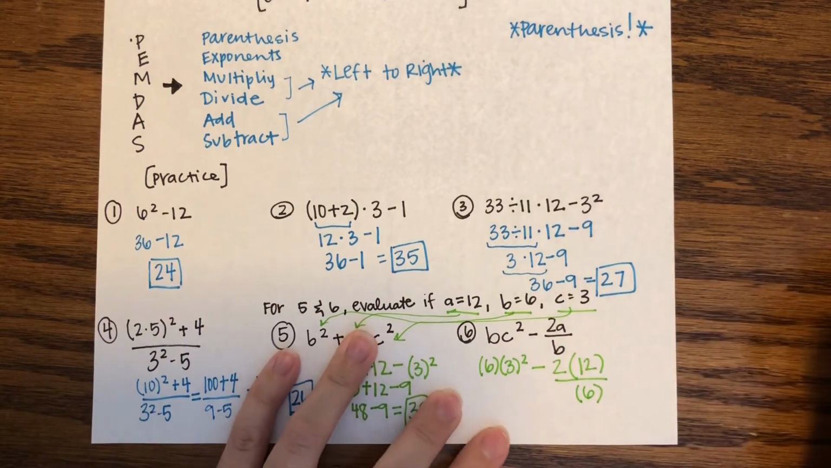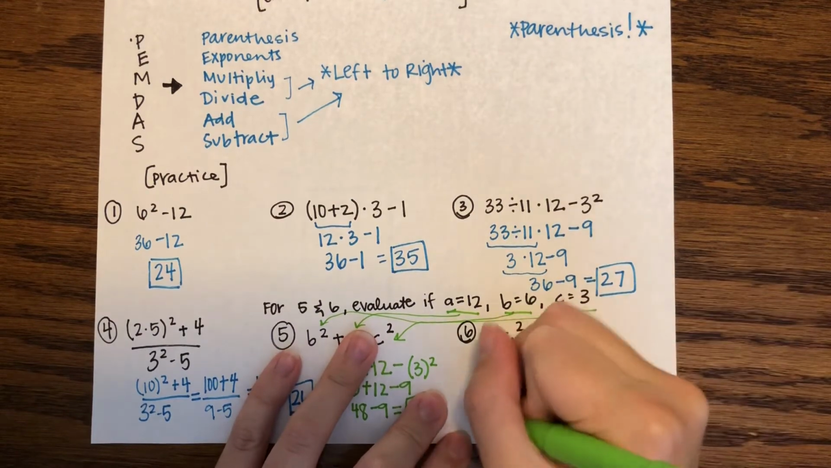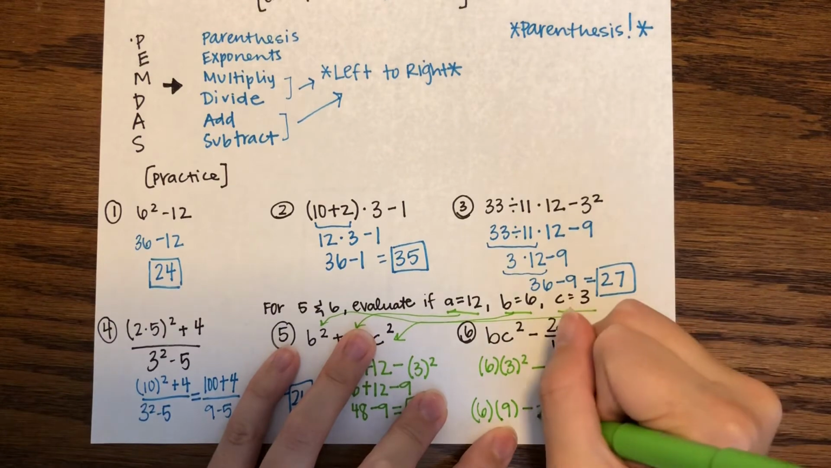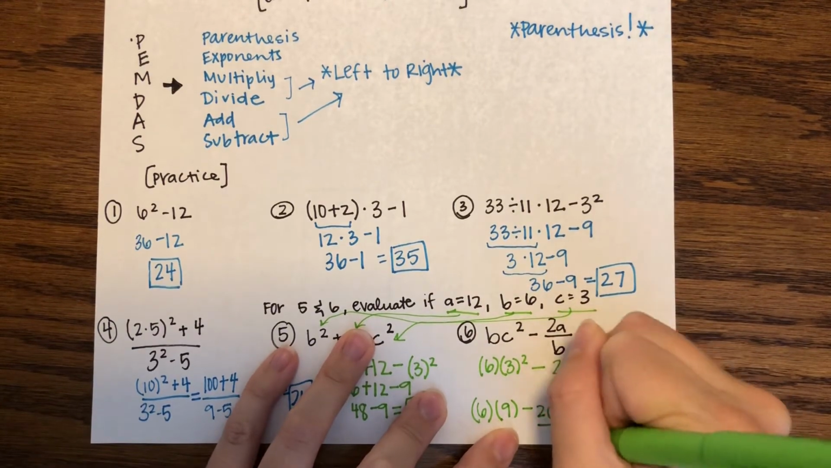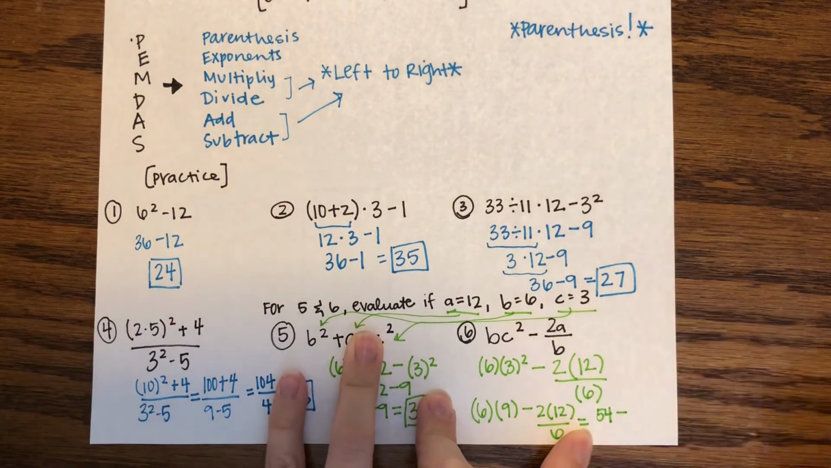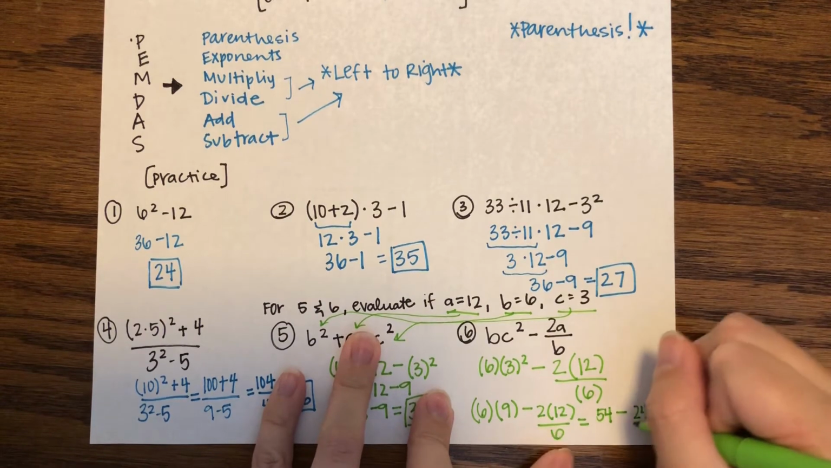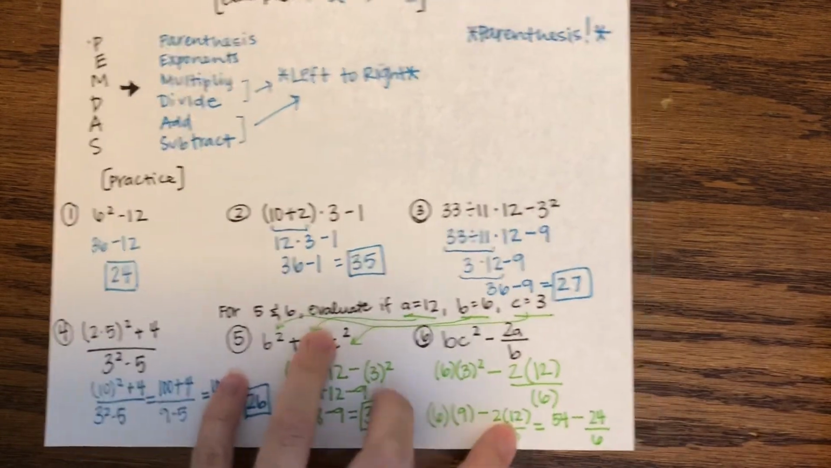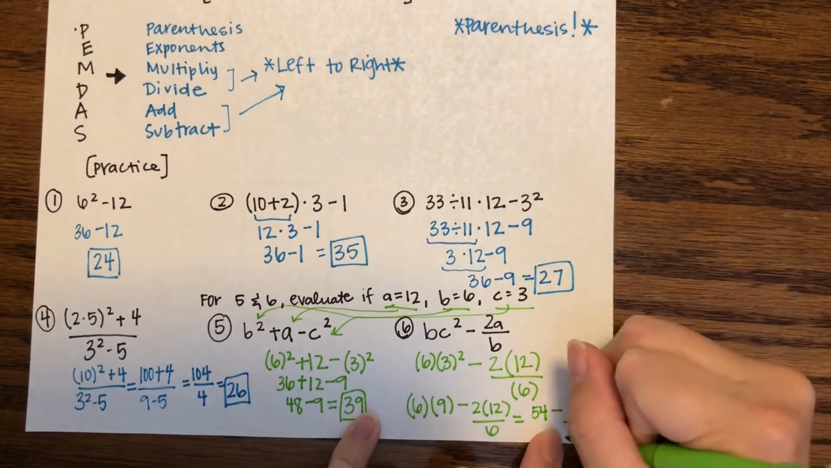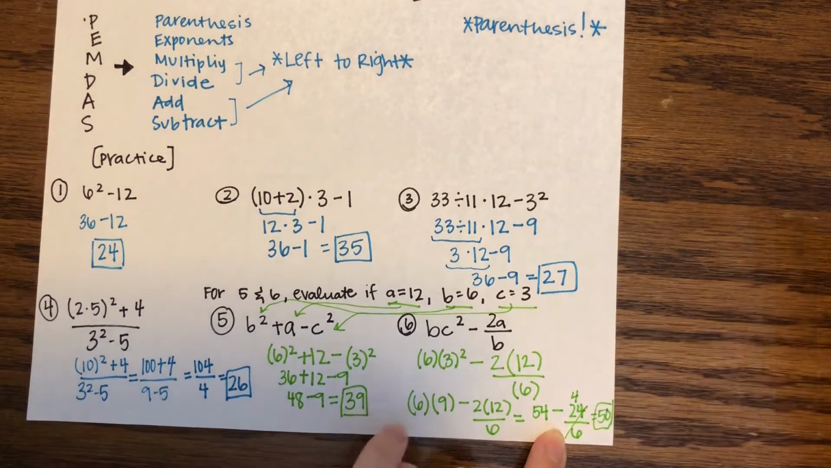So then we're going to go to our exponents. So we will have 6 times 9, because 3 squared, minus 2 times 12 over 6. 6 times 9, we're going to get 54. And then we're going to have 2 times 12, which is 24 over 6. And then we have 24 over 6 equals 4. 54 minus 4 gives us 50.